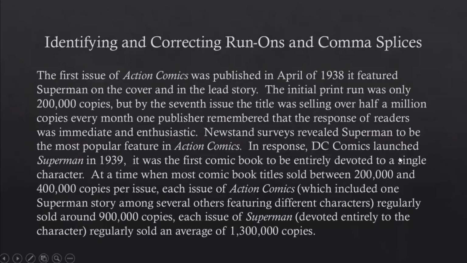Identifying run-ons and comma splices. So the first issue of Action Comics was published in April of 1938. It featured Superman on the cover and in the lead story. Okay, now I'm just going to tell you straight up, that is a run-on. It's two complete sentences that have been stuck together with no punctuation. And if you're wondering, it's right here after 1938. The first sentence ends April of 1938. The second one is, it featured Superman on the cover and in the lead story. So the easiest way to correct this is to stick a period there and turn it into two sentences. Alternatively, you could use a comma there.